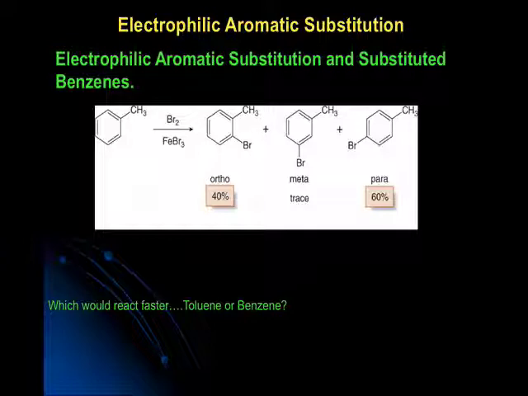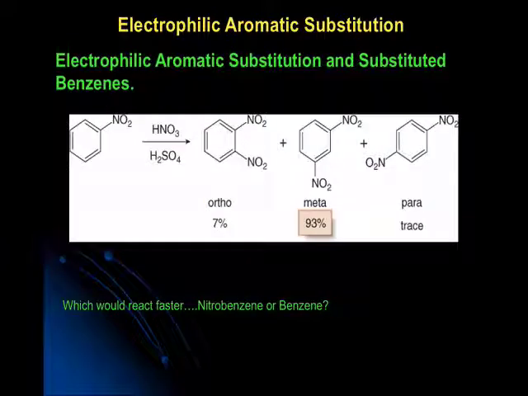What other technique do you have that could identify these things? GC. GC would be an excellent choice. These molecules are small, they're volatile. You could shoot them on a GC and we would expect to see what? 2 major peaks and maybe a little tiny blip, right, for that trace, if you're lucky, right? But we'd expect to see one peak that's about 40%, one peak that's about 60% of the overall, right? So alkyl groups are ortho-para directors, right?